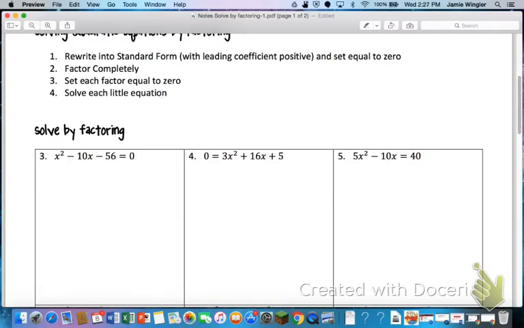Sorry guys, I had an interruption with my 8-year-old. So I'm going to start number 5 over.